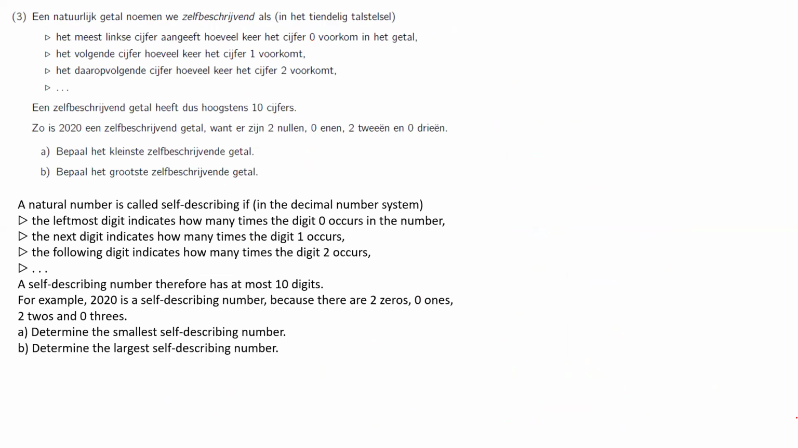So that is the definition of a so-called self-describing number. A self-describing number is a natural number, a positive integer, where the first digit indicates how many times the digit 0 occurs in this number. The second digit indicates how many times digit 1 occurs. And the third one indicates how many times the digit 2 occurs, and so on.